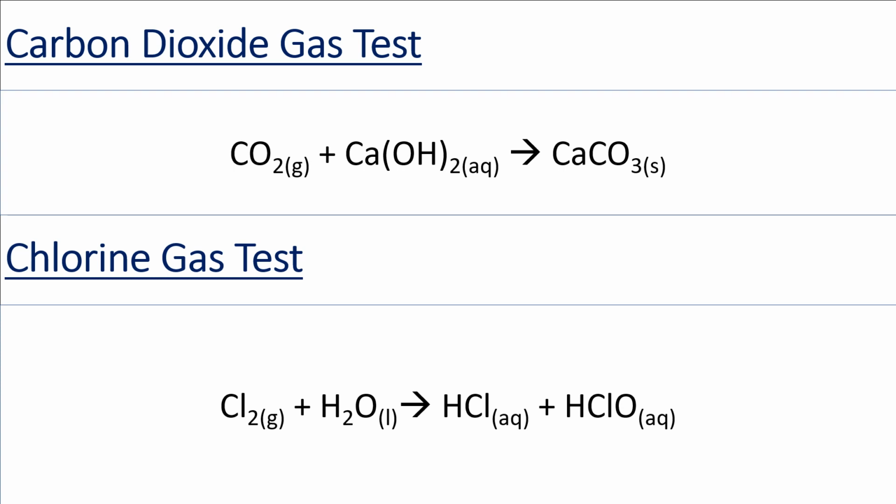Now you should remember that this is an example of a disproportionation reaction because the chlorine is being both oxidized and reduced. The oxidation state of the chlorine, the elemental chlorine, is 0, and the chloride in the hydrogen chloride is -1. So it's being reduced from 0 to -1, but in the hydrogen chlorate, the chlorine in that molecule is +1. So it has been oxidized from 0 to +1. So it's a disproportionation reaction.